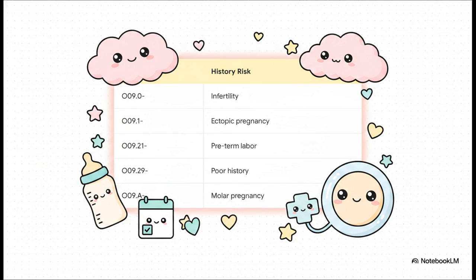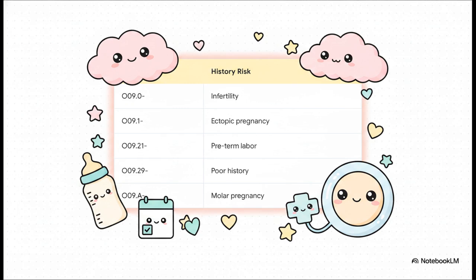O09.0 is used when there's a history of infertility. Next, O09.1 captures a history of an ectopic pregnancy. If there's a history of preterm labor, you're going to look for O09.21. We use O09.29 for other poor obstetric history. And finally, O09.A is applied for a history of a molar pregnancy, which is a rare complication where a non-viable fertilized egg implants.